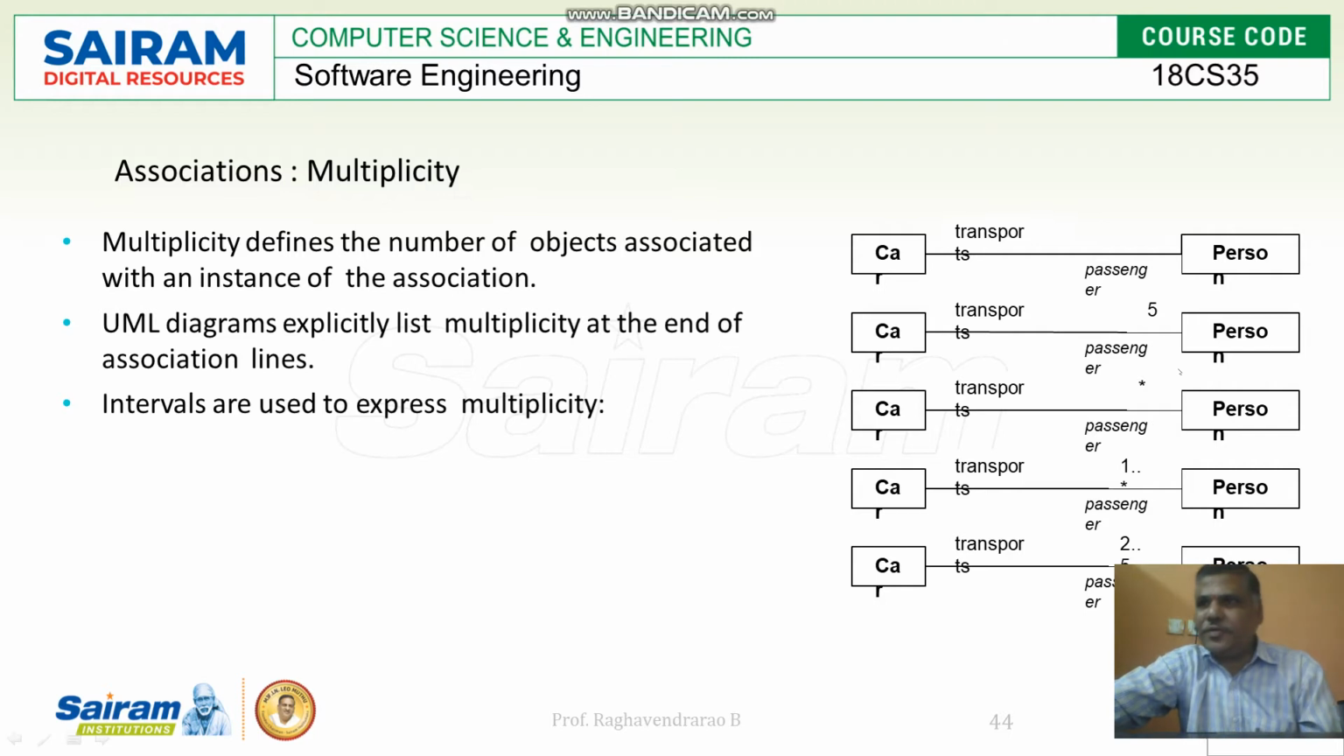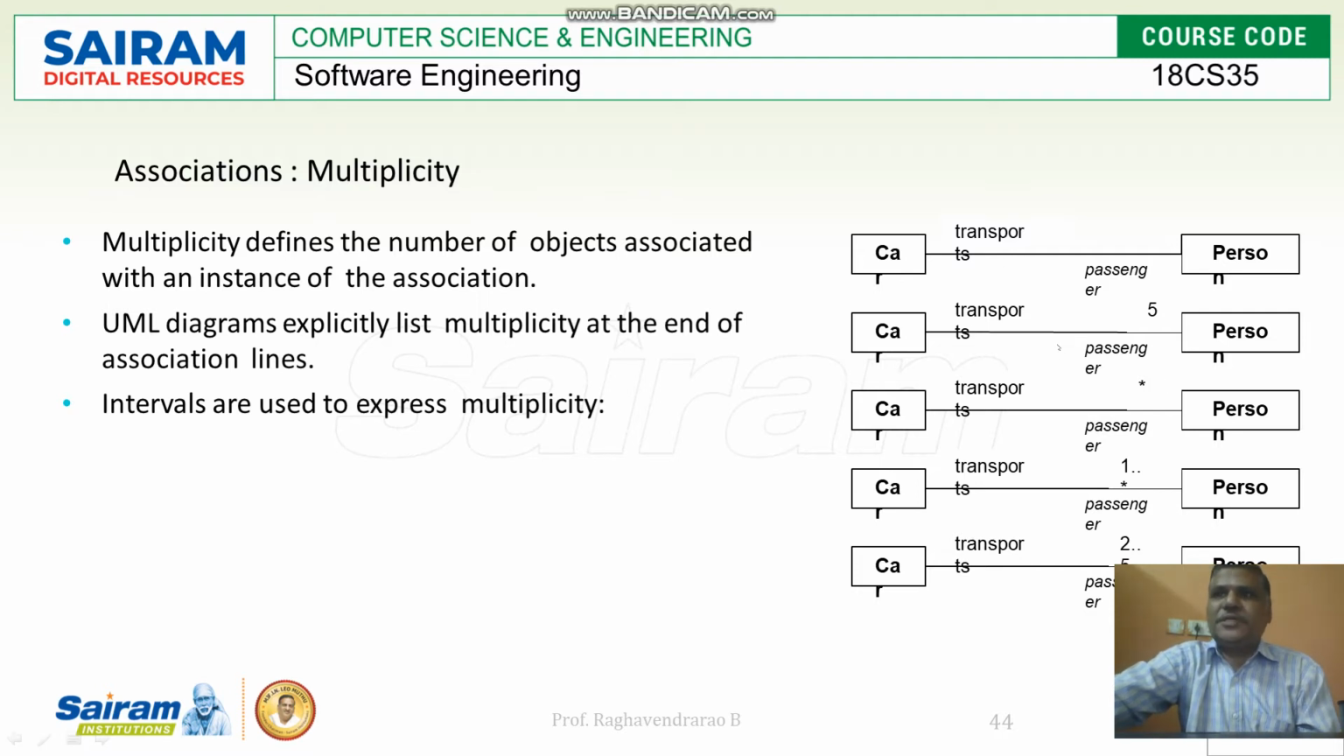Multiplicity. Now here you can see. Multiplicity defines the number of objects associated with the instance of the association. This is the UML diagram it is going to be. The expressions are going to be given in the multiplicity.